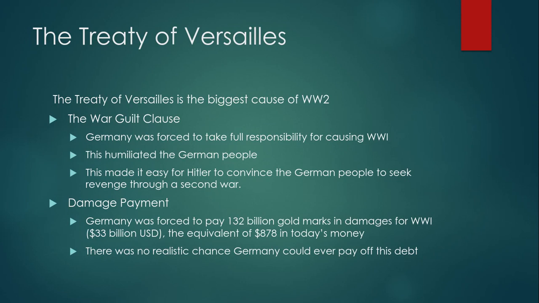We also have our reparations, or the damage payment. So Germany's forced to pay 132 billion gold marks in damages for World War I. That's 33 billion US dollars, the equivalent of 878 billion in today's money. Not just 878, there's a little typo there. There was no realistic chance Germany could ever pay this debt off. They lost the war.